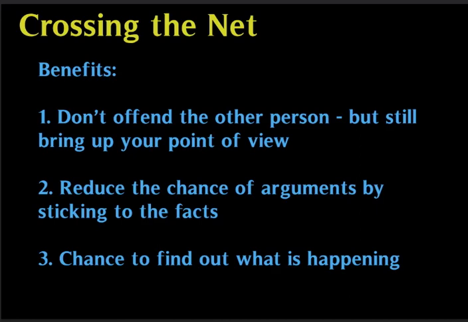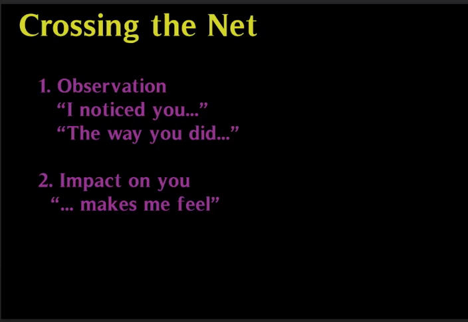The second benefit, which I think is very clever, is it reduces the chance of arguments by sticking purely to the facts. If you cross the net, you often get into an argument about whether or not what you assumed about the other person is correct. So when Al says, "You don't care what I'm saying," Jackie, of course, immediately argues that she does care about what Al is saying. And you could go back and forth on this, because Al has assumed something about Jackie, there's really no truth.